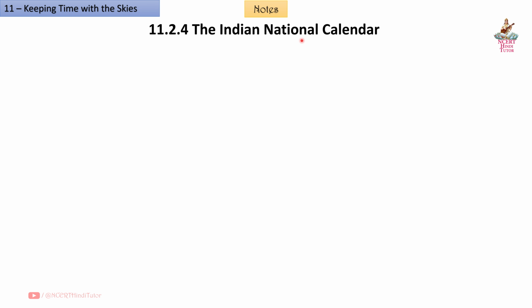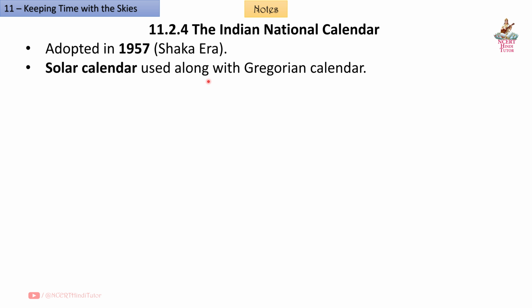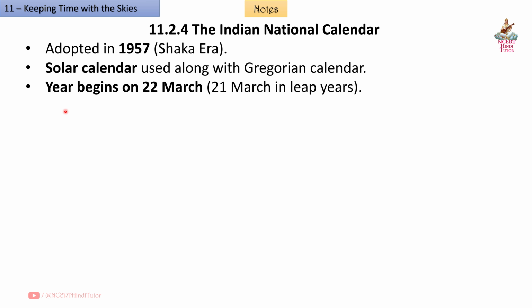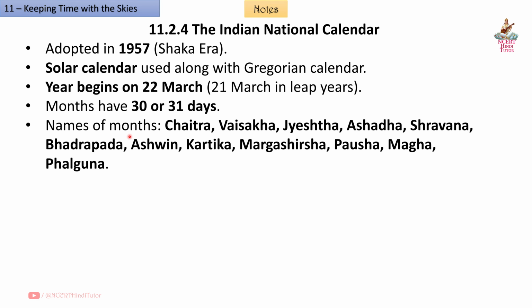11.2.4 The Indian national calendar, adopted in 1957, Shaka era. Solar calendar used along with Gregorian calendar. Year begins on 22nd March, 21st March in leap years. Months have 30 or 31 days. Names of months: Chaitra, Vaishakha, Jyeshtha, Ashadha, Shravana, Bhadrapada, Ashwin, Kartika, Margashirsha, Pausha, Magha, Falguna.